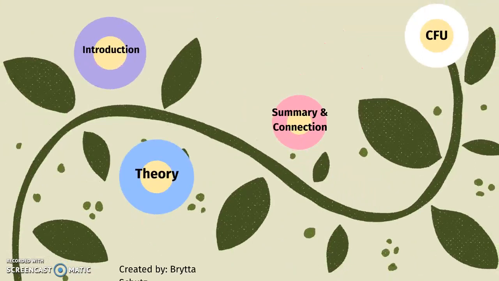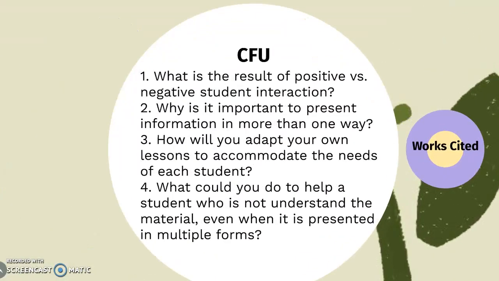Next is going to be the check for understanding portion. So the first question: what is the result of positive versus negative student interactions? Why is it important to present information in more than one way? How will you adapt your own lessons to accommodate the needs of each student? And finally, what could you do to help a student who is not understanding the material even when it is presented in multiple forms?